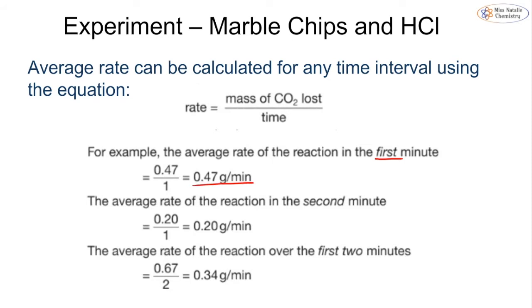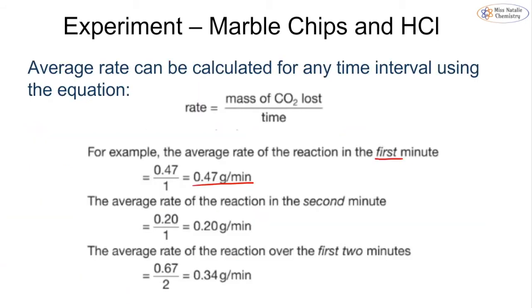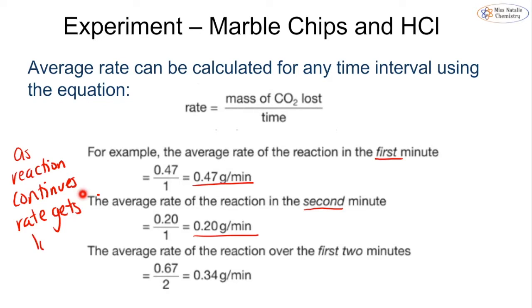If I look at the second minute, I look at how much is released between 1 minute and 2. So this amount here, that's my change in mass. And in this case, it works out to be 0.2. So my rate in the second minute is 0.2 grams per minute. You can see that as the reaction continues, the rate gets lower. The reaction is always faster at the start. And we could average over the first 2 minutes as well if we wanted to look at that particular rate.